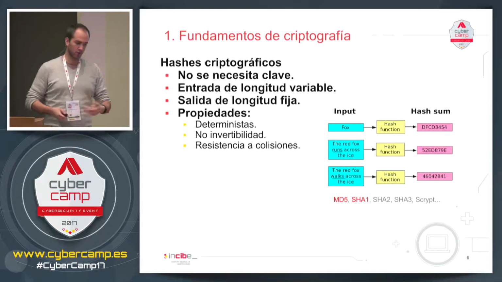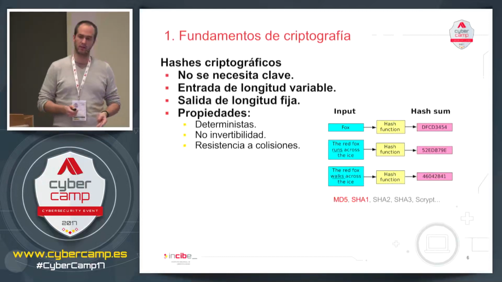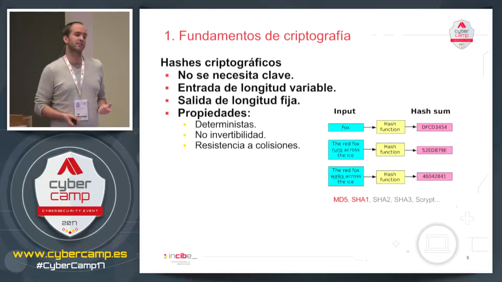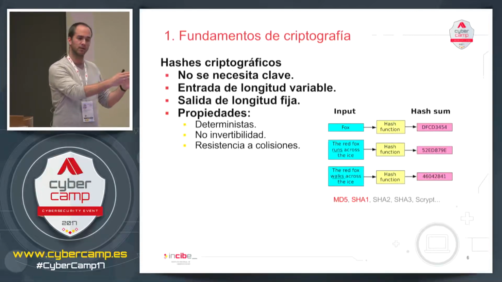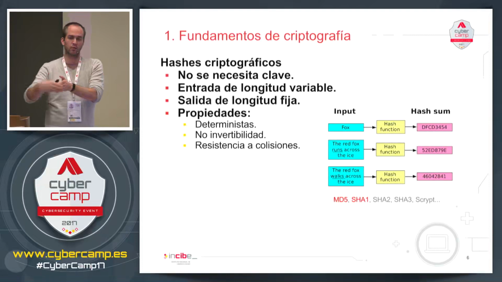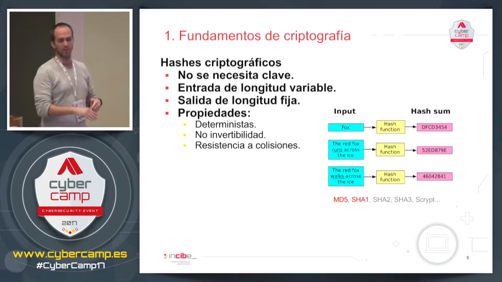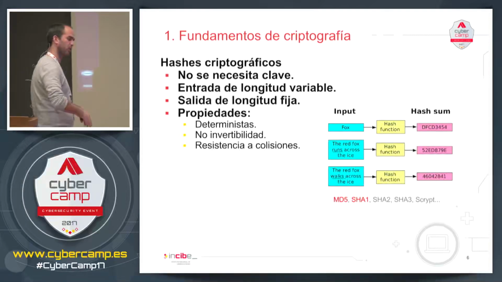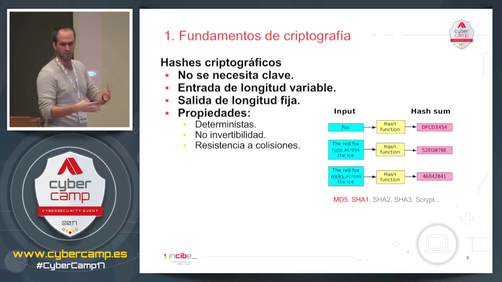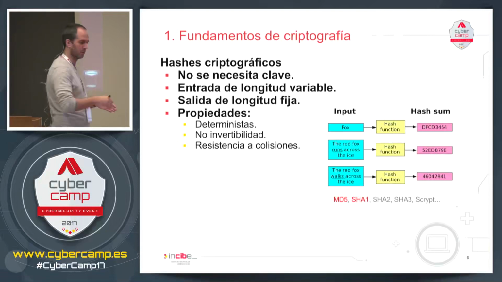So what are the main properties that we have? They're deterministic, they can't be reversed, and they're resistant to collisions. Deterministic means that if I put in "hello", it'll always give me the same hash. If I put in "adios", it'll always give me the same output for that message.